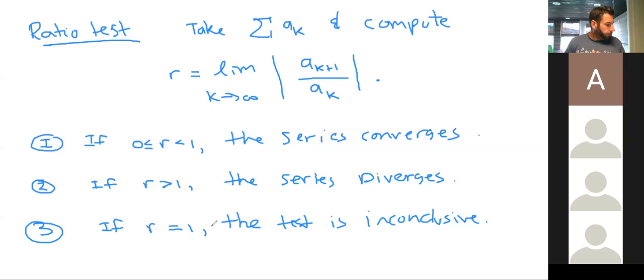Now, if you wanted to be completely a nerd, you can actually say that this thing converges absolutely, because we're taking these absolute values.